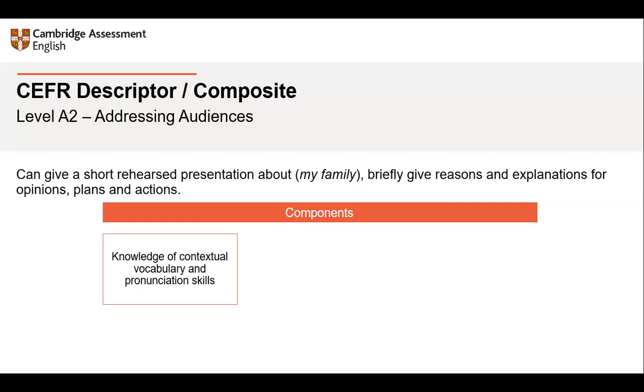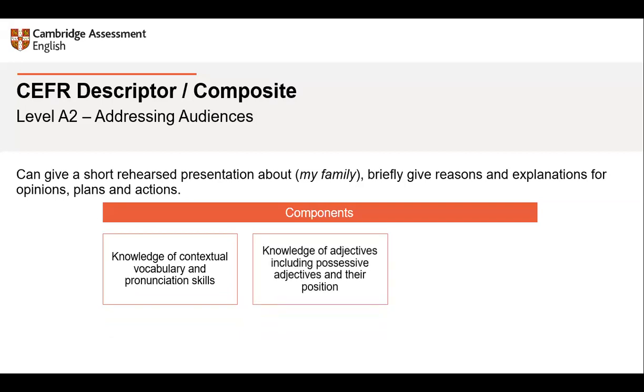They need to know how to pronounce this language that they will need for this presentation. They need vocabulary for the sentences that they are going to construct in order to give reasons, opinions, plans, explanations. They also need knowledge of adjectives, including possessive adjectives in their position. So they need to be able to say, "and this is my father," not "father my," etc.